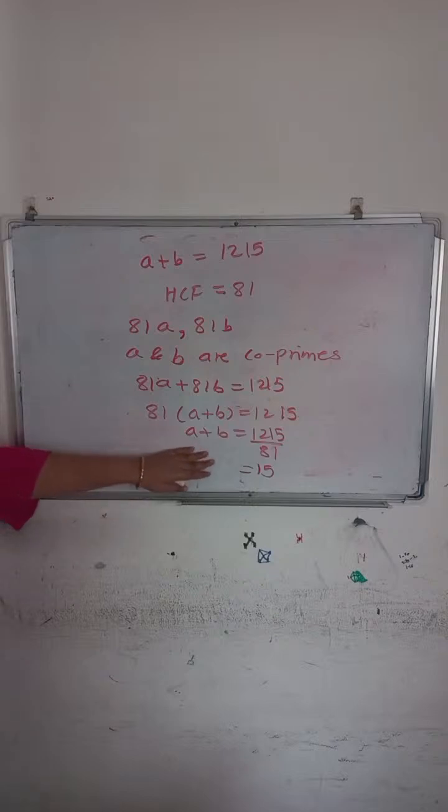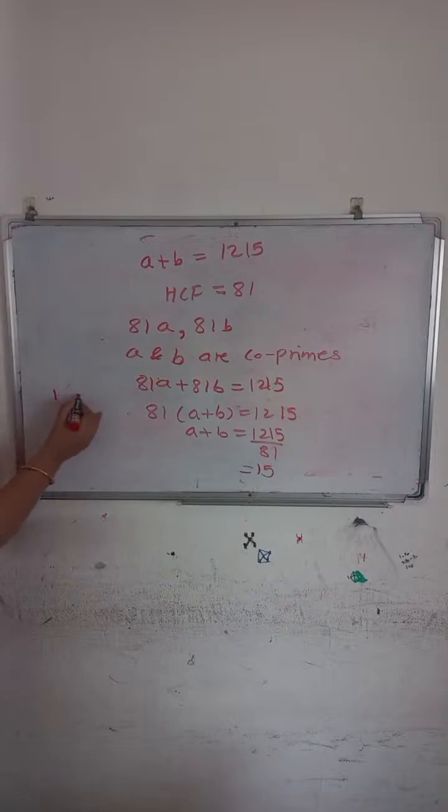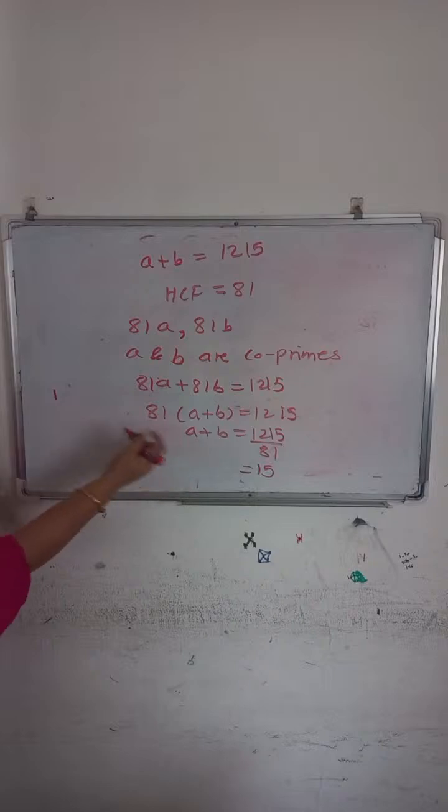The sum of the two numbers, A plus B, is 15. Okay, and as x and y are co-prime, how many pairs will we get? Can we write one pair? The sum is 15, so one number is 1, another number is 14. 1 plus 14 is 15. Then we can take 2 plus 13, that is 15. Then again we can take 4 plus 11.